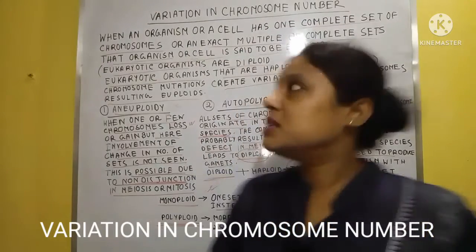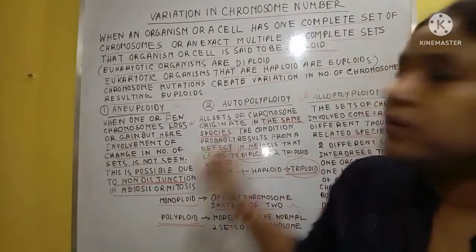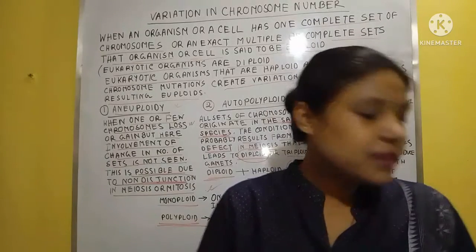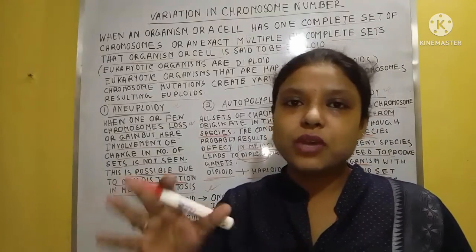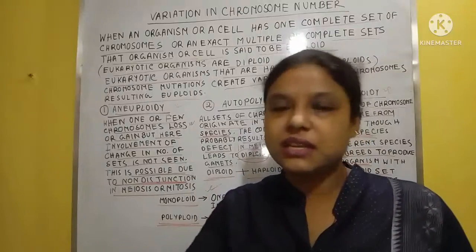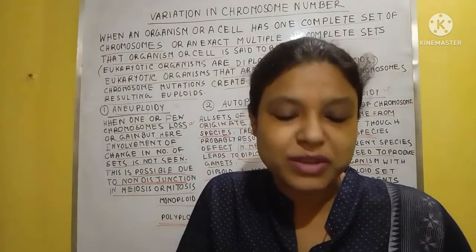And today's topic is the variation in the chromosome number. So what is the variation in chromosome number? That means the number of chromosomes may be changed, either decreased or increased, due to chromosomal mutation.